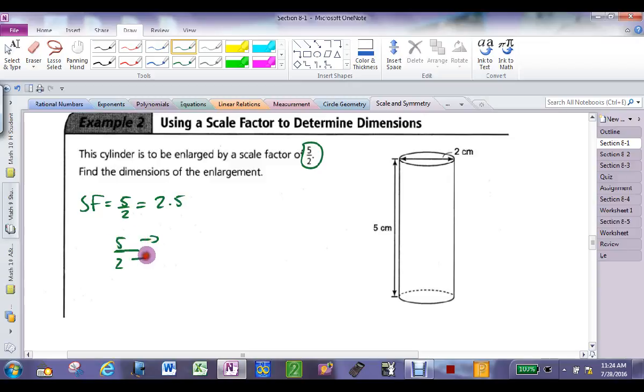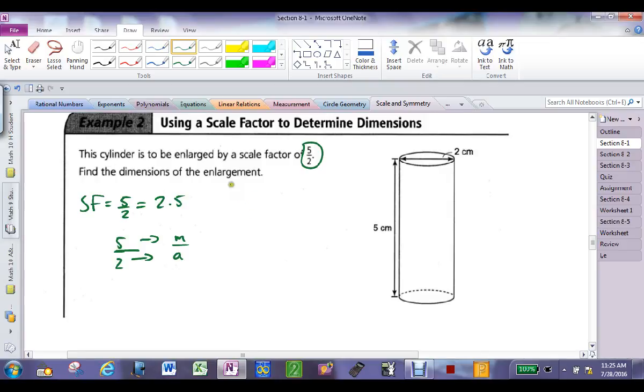5 is on what? The model or the actual? The model. And 2 is on the actual, correct? Because it's a fraction, it's already set up for us. Now I want to find the dimensions of the enlargement.